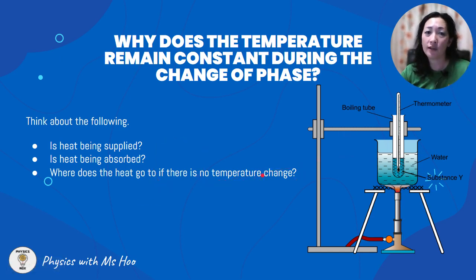There's no temperature change. It goes into the potential energy. So the heat energy is used to break the bonds between the particles in order to allow for the change of state. So even without a temperature change, there is still an energy increase, in this case in the form of potential energy.